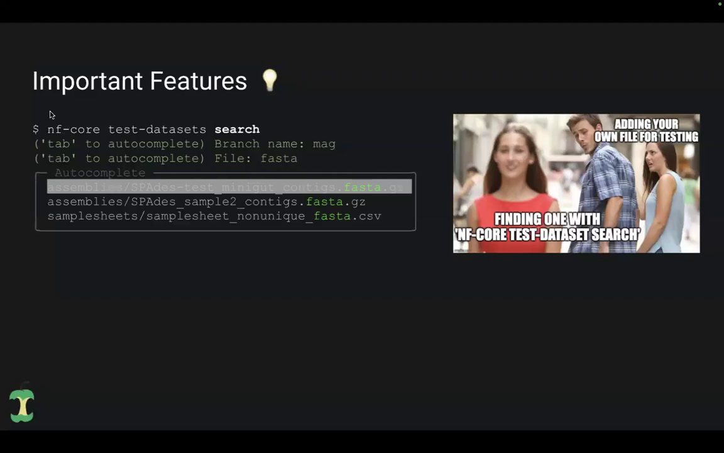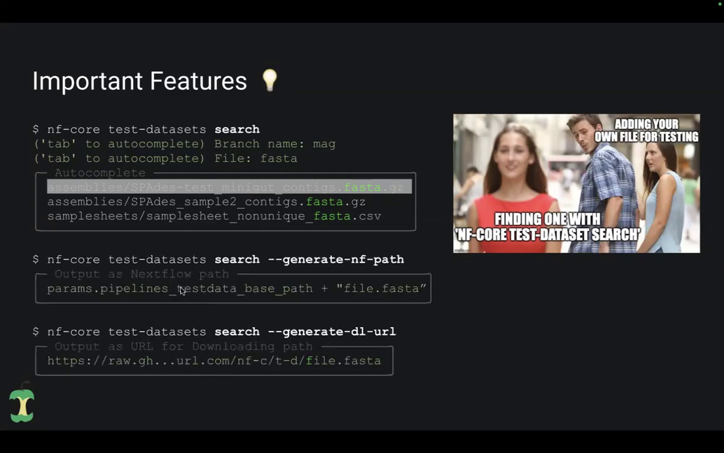Okay, I already showed this a bit, but obviously autocomplete is one of the most important features here that helps us having a rough idea of what we want to see, and then tabbing through the results. And then we've already seen these two really nice flags, generate NF path and generate DL URL, that allow us to print a more handy output format that we might want, and to also make it easier to copy.